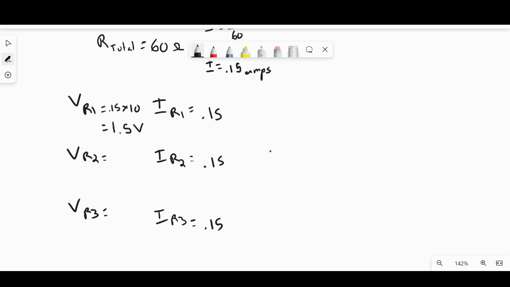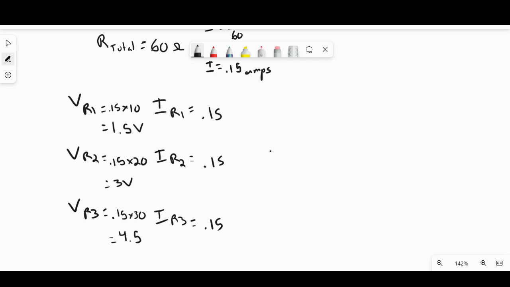All right, if we do resistor 2, we know it's going to be 0.15 times 20. And if we do that, we get an answer of 3. So the voltage across resistor 2 is dropping by 3 volts. And then finally, resistor 3, we're going to have 0.15 times 30 ohms. And that gives us 4.5 volts dropping across this resistor.